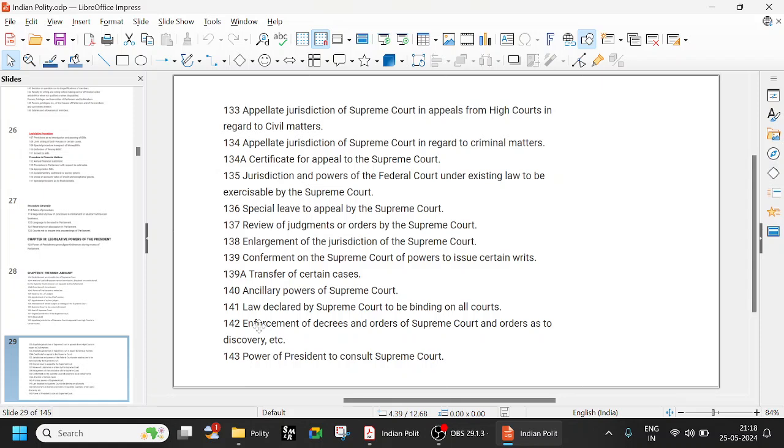Next, 143 we have seen power of President to consult Supreme Court, and under two circumstances. If it is regarding any pre-constitutional treaty, or any other general law, we've seen. So if it is regarding pre-constitutional treaty or anything, then the Supreme Court is bound to give the advice. But if it is regarding any other law, the Supreme Court may or may not. It can refuse also. And whatever advice the Supreme Court gives is not binding on the president. It's just advisory in nature. That is why it is called advisory jurisdiction.